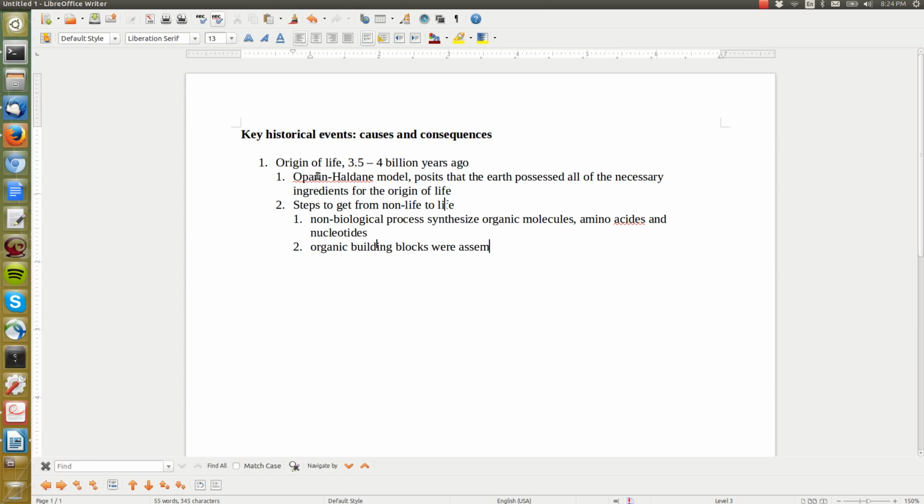And then the model posits that these organic building blocks were assembled into biological polymers, and by that I mean things such as proteins or nucleic acids. That is basically strings of these basic building blocks.